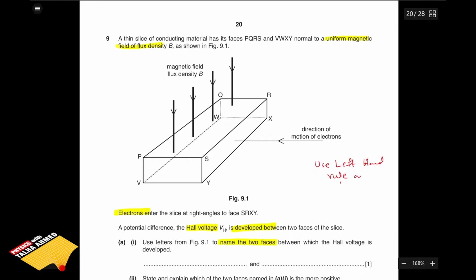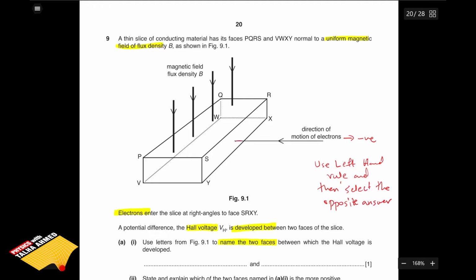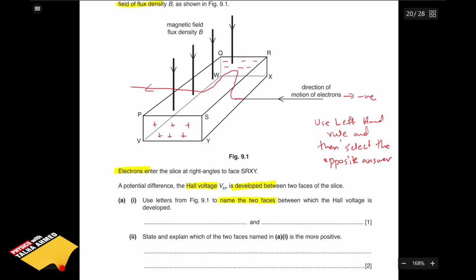So, in order to do that, what you should remember is what happens to the electrons when they enter the slice of the conductor. Because of the magnetic field going from top to bottom, the electrons are going to experience a perpendicular force and they are going to be pushed to either the side PSVY or QWRX. So, keeping in mind that the electrons are negative, we'll apply the left hand rule, and then whatever answer we get from the left hand rule, we are going to take the opposite of that. So what we get is the direction of the force towards the face QWRX, which means that QWRX is going to become more negative and PSVY is going to become more positive. So those are the two faces where an electric field is going to be set up, or you can say a Hall voltage is going to be developed.